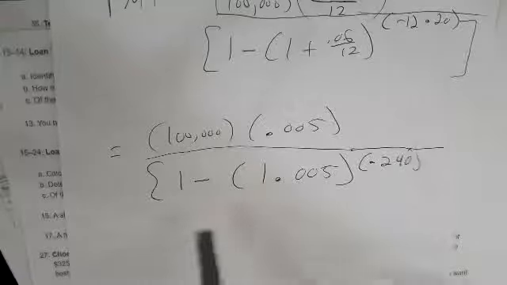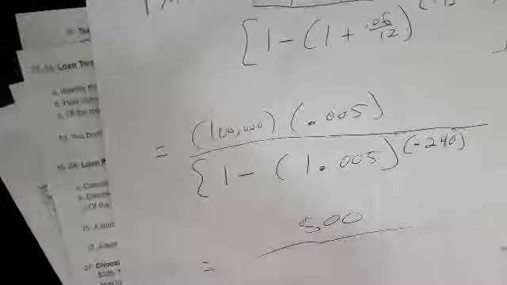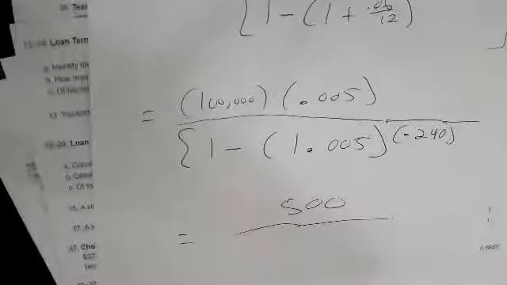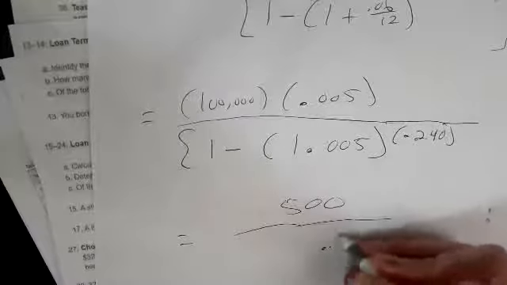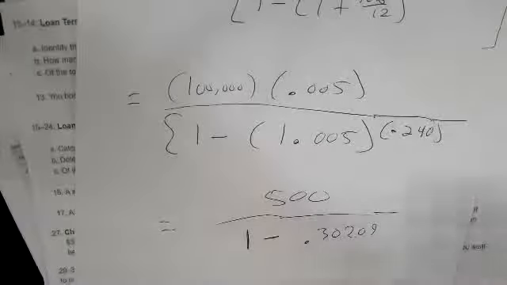All right, do 100K times 0.005. Ooh, it's going to give me 500 on top. If I do 1.005 and I raise that to the minus 240, it's going to give me something around 0.30209. And I have to subtract this from 1 still.